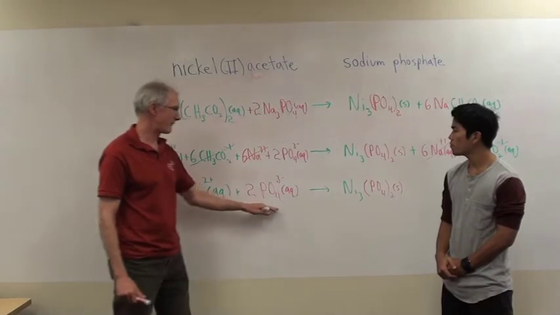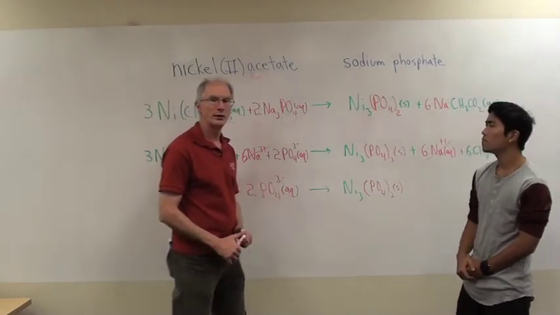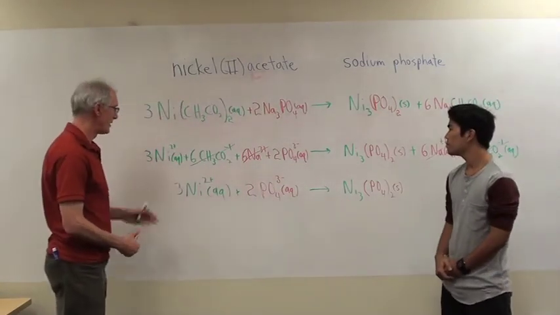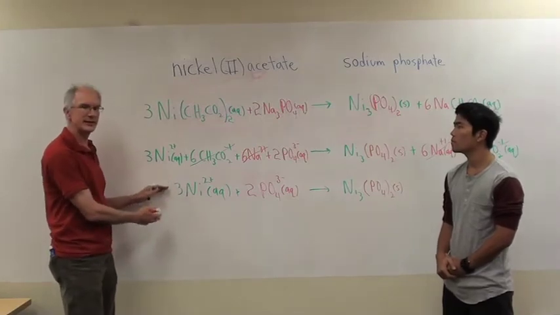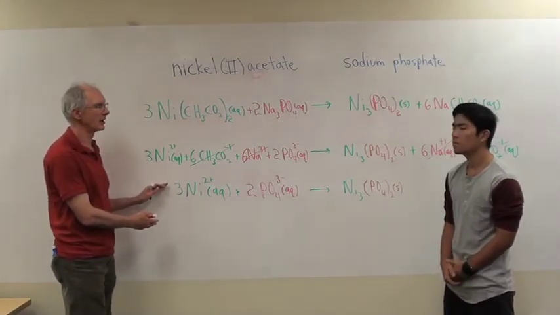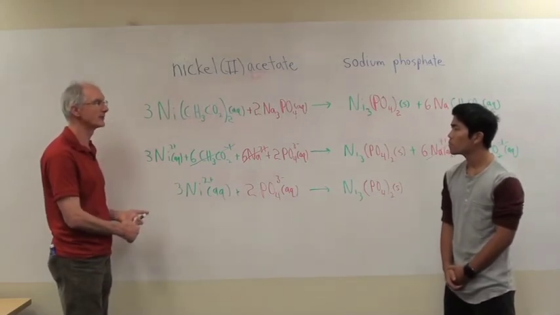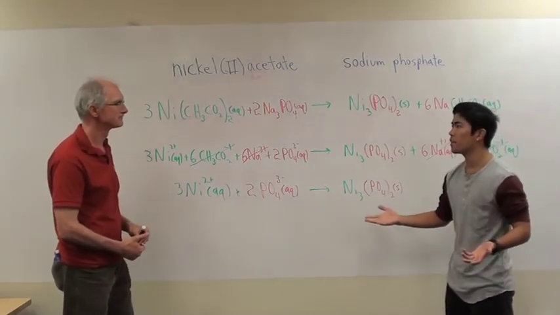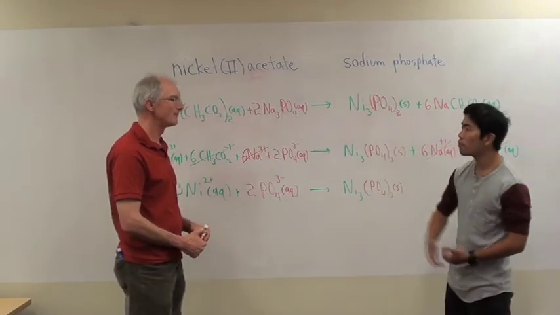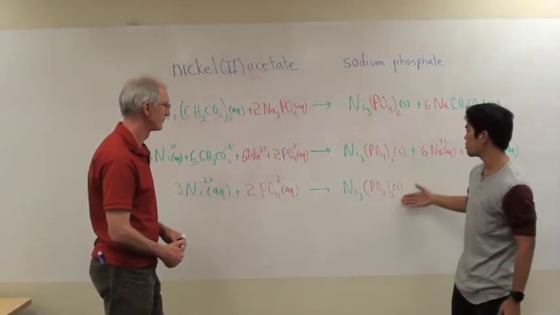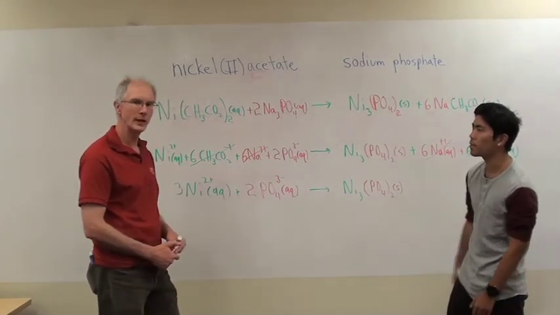Nickel and phosphate form nickel 2 phosphate. Right? And so what this does is it says this is actually what's happening in this chemical reaction. It's focusing just on the things that actually change. Right. And when we talk about net in chemistry, that just means overall. Yep. So the net ionic equation is overall what's actually happening. Okay.